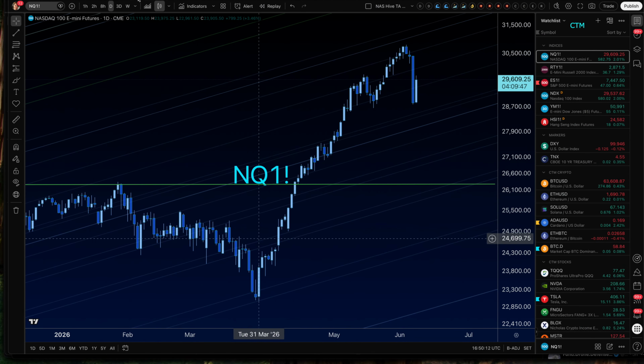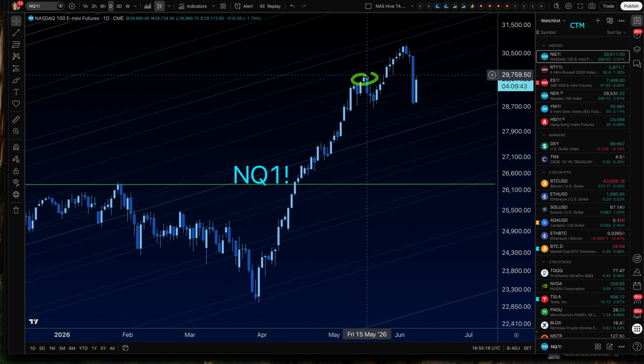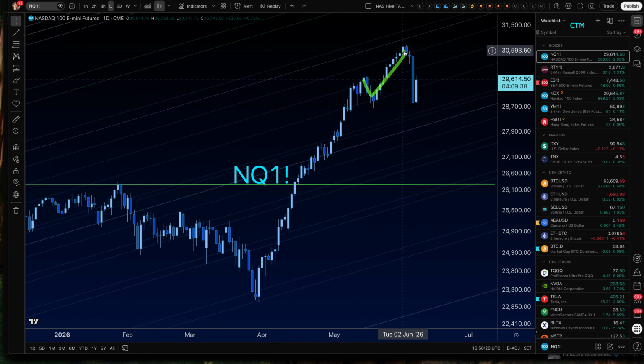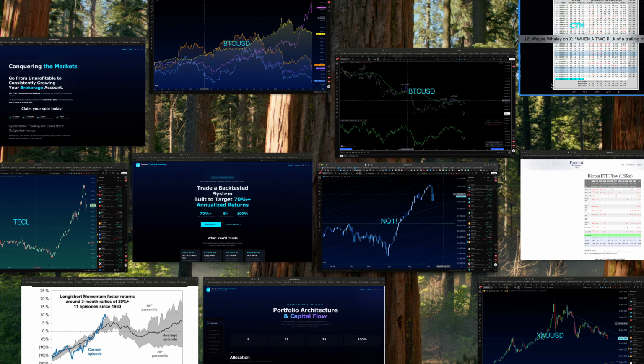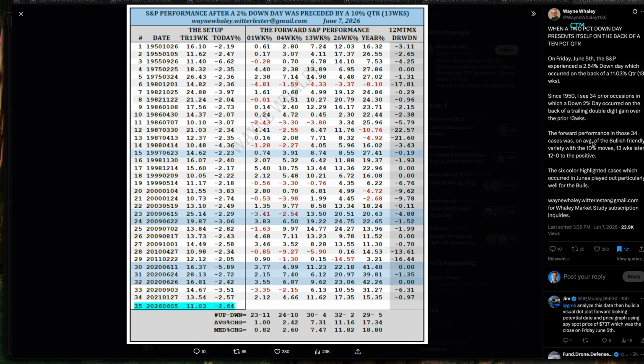Let me just go ahead and jump over. That chart was put up over here on May 14th. We had a slight pullback, and we still put in a higher high, but 3 months later suggests that we are higher. The forward performance in those 34 cases on average of the bullish friendly variety, the sixth color, which occurred in June, which we just did.